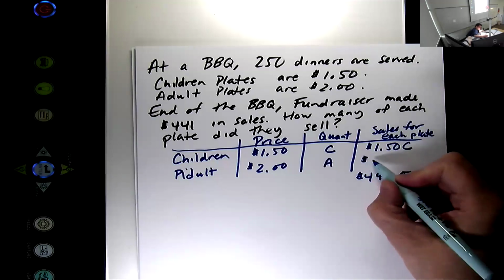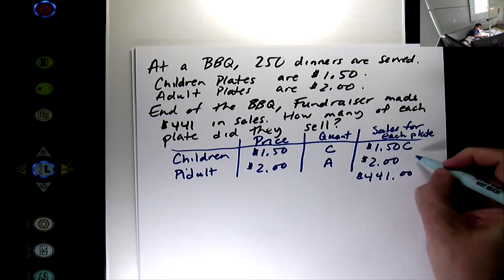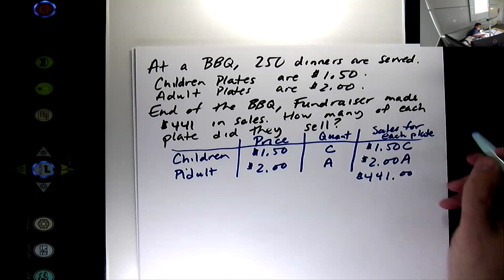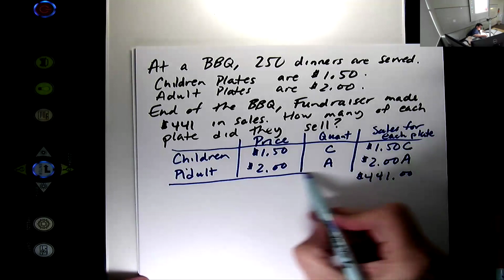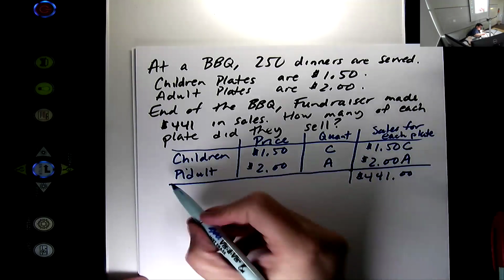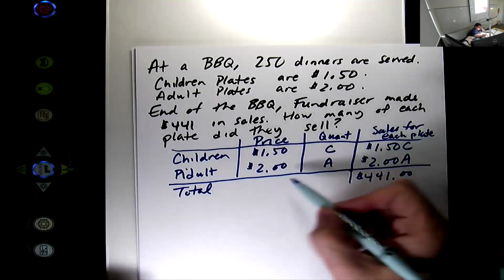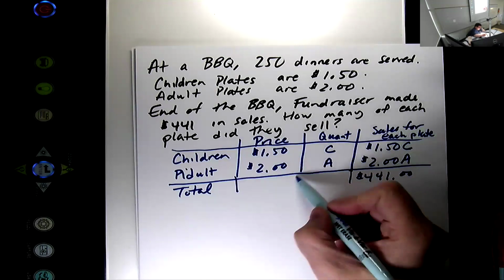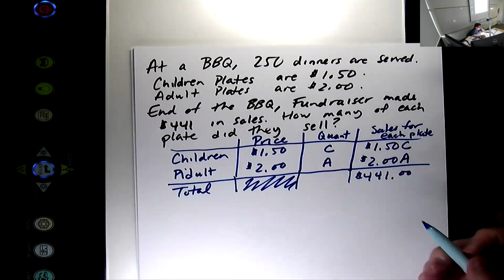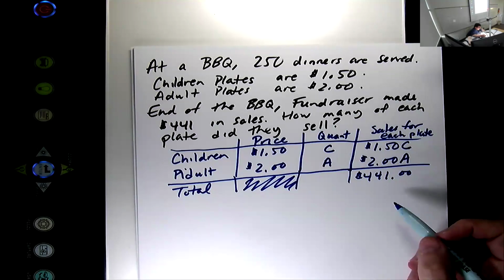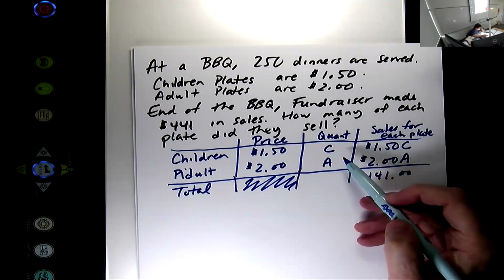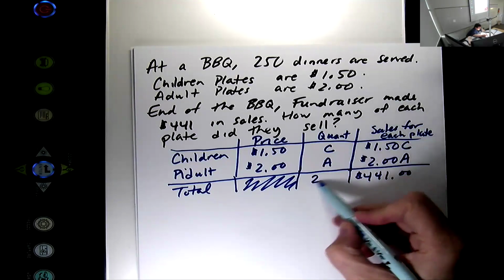Here we're going to have $2 times A. This is like a total category, and it doesn't make sense to have a total there. Did we have a total quantity? We had 250, right?